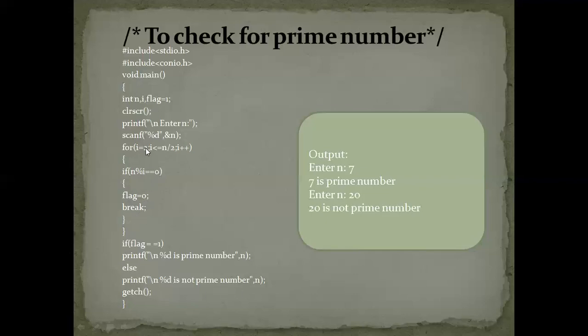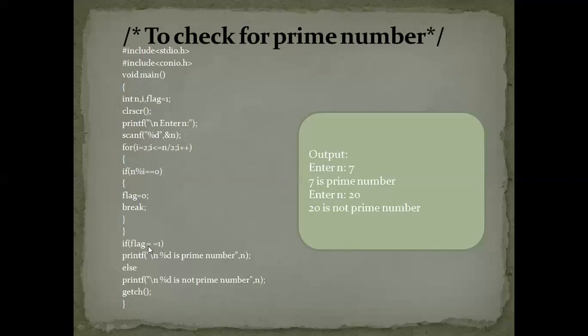Why? Because suppose I take the n value 20. N value is 20, I value is 2, so 20 by 2, what is the remainder I'm going to get? 0. Flag is assigned 0. If flag is 0, then what? It is not a prime number.